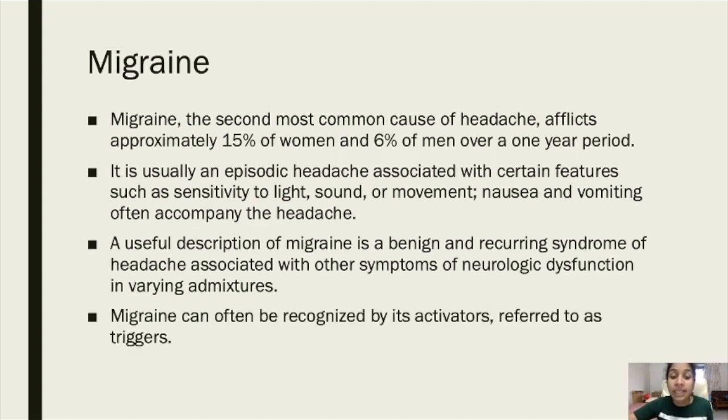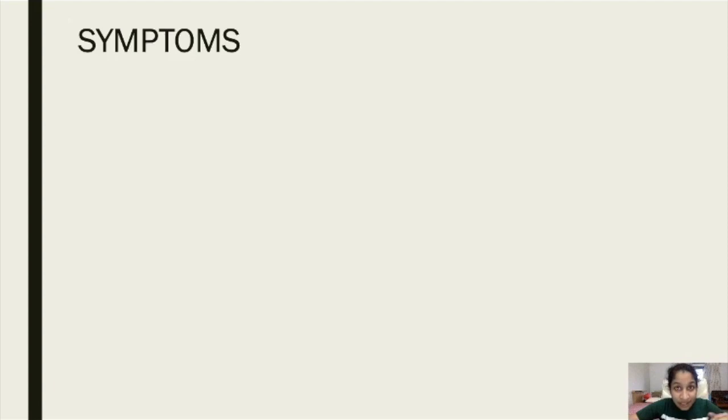Migraine can often be recognized by its activators, referred to as triggers. We will go into detail on migraine triggers in the coming slides. So there will be some activators for this migraine, referred to as migraine triggers. And you now have an idea about migraine. There will be a unilateral headache, along with neurological symptoms like photophobia, sensitivity to light, sensitivity to sound and movements, and also nausea and vomiting with this headache. So there are triggers for migraine.